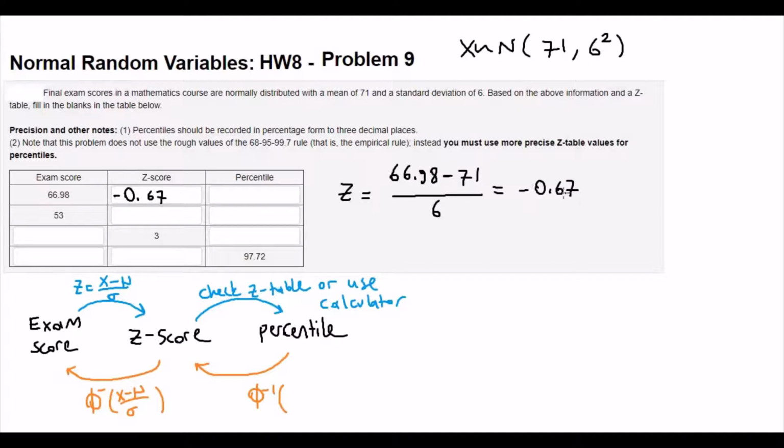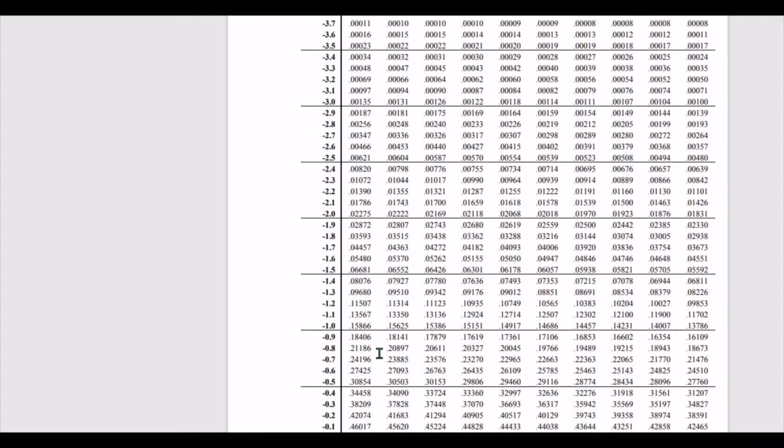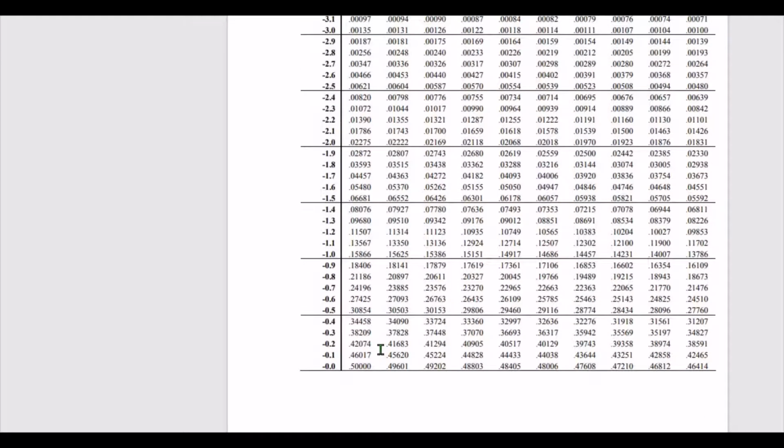And if we would like to know the corresponding percentile of this z-score, you can either punch it into your calculator and find the value, or check the z-table. For homework purposes, we're going to use the z-table here. So negative 0.67: we go to negative 0.6 here and 7 on the row, 0, 1, 2, 3, 4, 5, 6, 7. So this is negative 0.67, which is 25.14%.